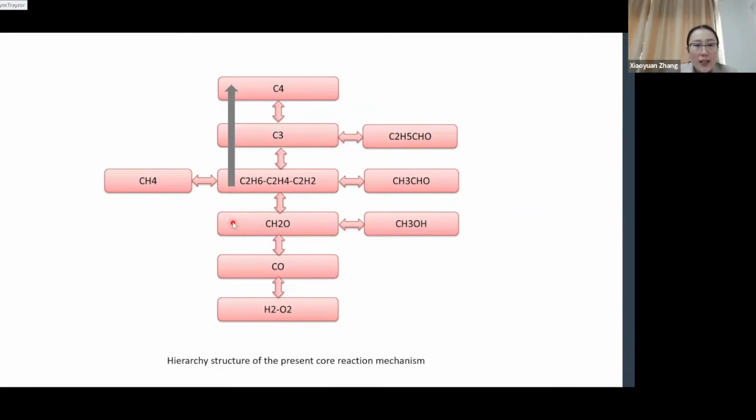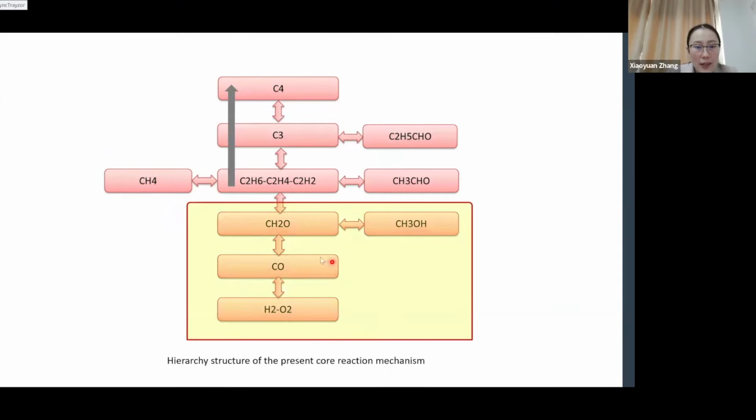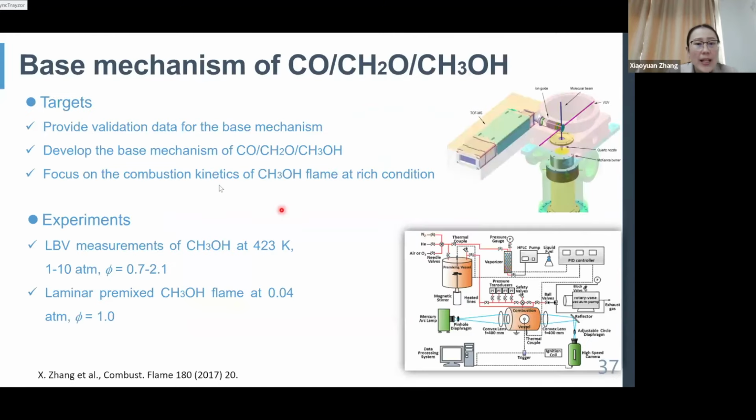Okay, this is the reaction mechanism for methyl group pyrolysis mechanism. The next section, I will talk about the base mechanism for CO/CH2O and the methanol mechanism. In this section, we are aiming at providing the experimental data for this base model and developing their kinetic model, focusing on the combustion kinetics of methanol flame at fuel-rich condition.